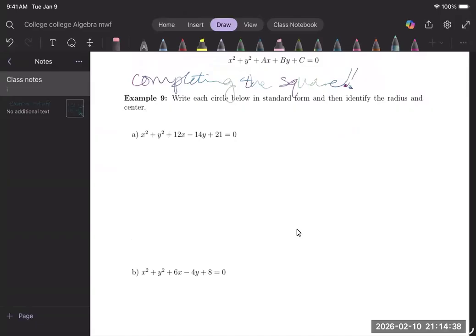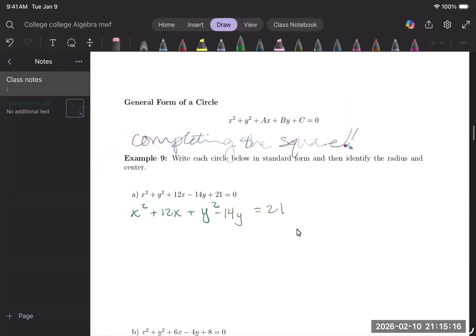So remember, completing the square, you are essentially making the trinomial. You're finding the third portion of a trinomial that's missing. So I like to group all of my letters together appropriately, my x's with x's, my y's with y's. Oops, that's a minus sign. And then again, numbers, just numbers on the other side. So x squared plus 12x plus y squared minus 14y equals 21.